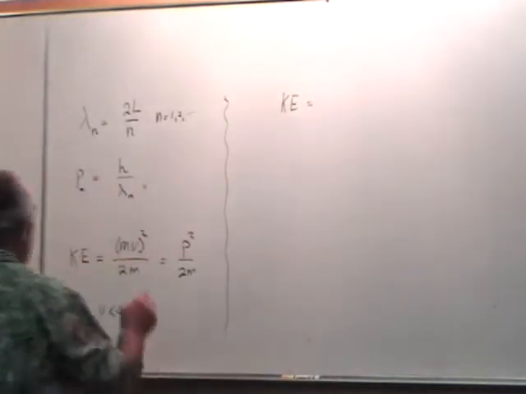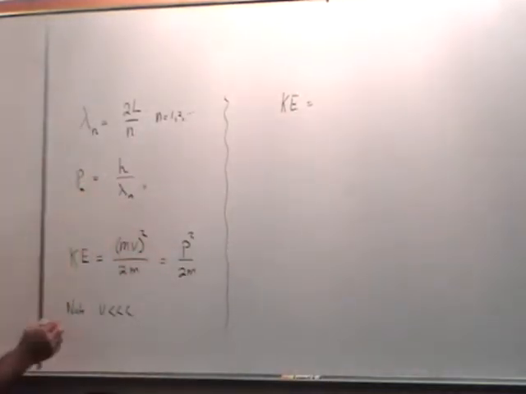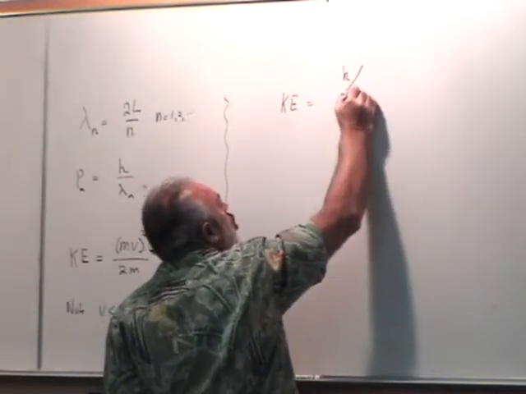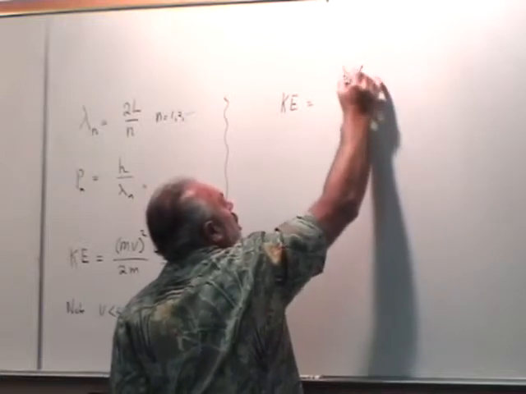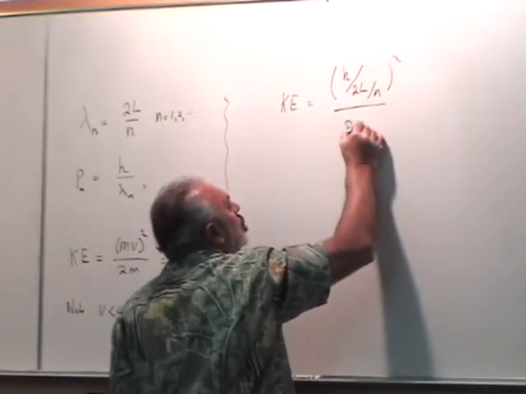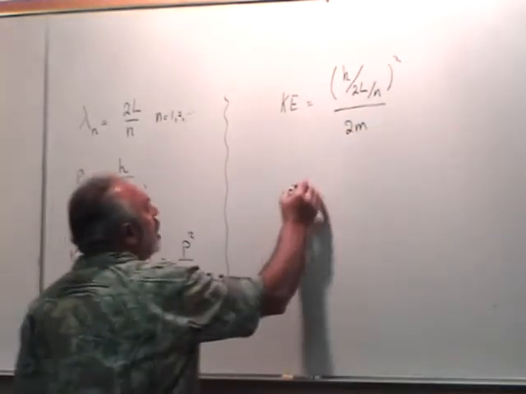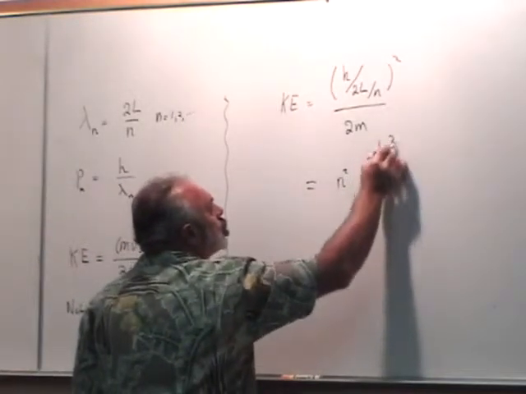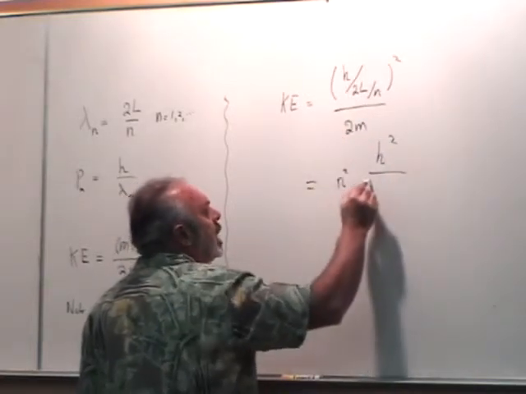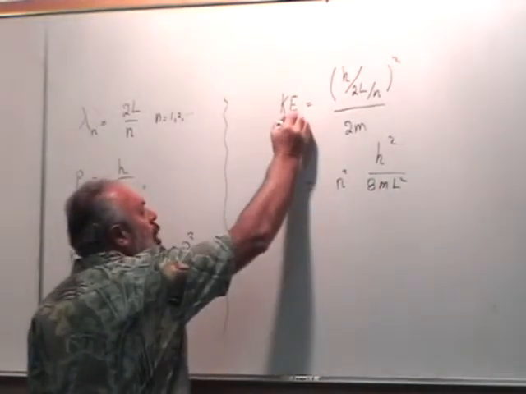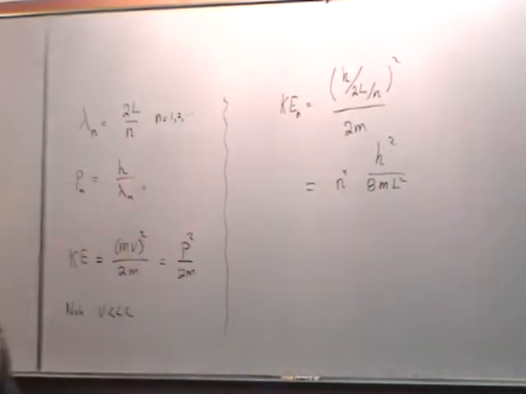is going to equal, well, p squared, here's p squared right here. So p squared is h over 2L divided by n, this whole thing squared, divided by 2m. And of course you see that on top we have an n squared h squared. Downstairs we've got 4 times 2 is 8, m L squared. So we have quantum numbers for the kinetic energy.